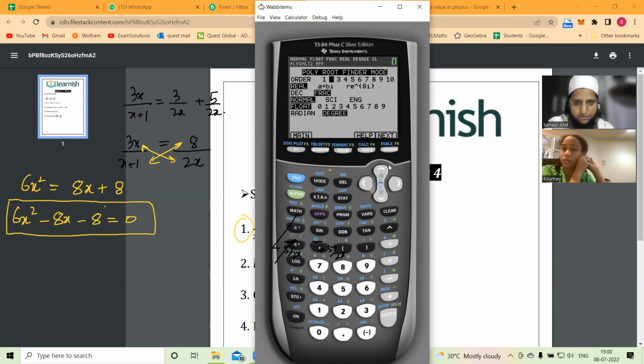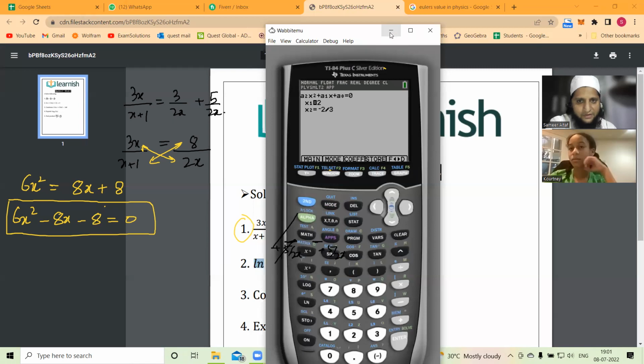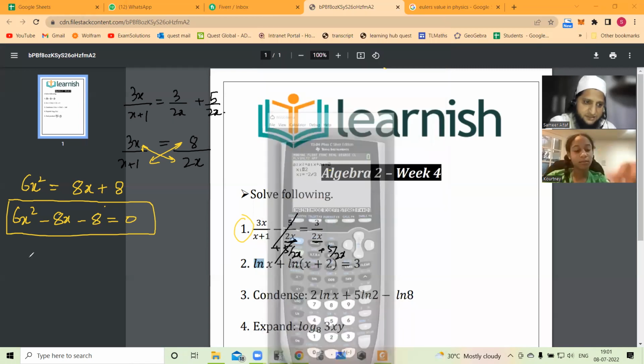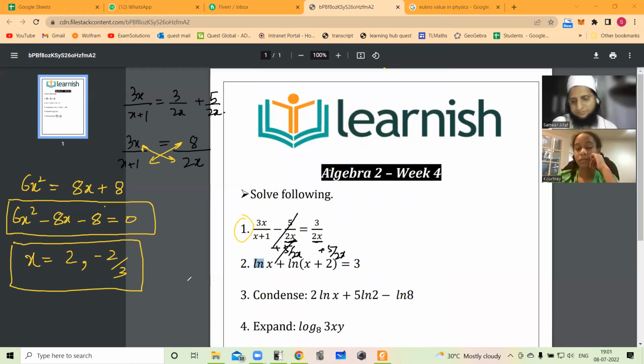I have the highest power as 2. So next. Now I have numbers A, B, and C. A is 6, B is -8, and C is -8, right? Yes. A is 6, B is -8, and C is -8. So I'll try to solve it. I'm getting the values as 2 and -2/3. So I got the values: x is 2, -2/3. But can you show me how to come to it the other way, the factoring way?